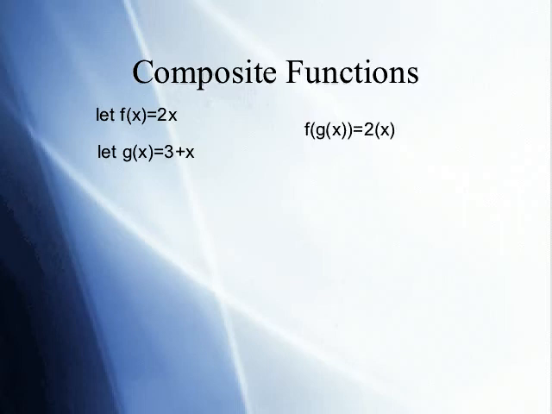We start by taking the outermost function. In this case, f of x is the outer function. And we go ahead and we write 2x. I've put the x in parentheses to indicate that we're going to substitute. Instead of substituting a numeric value, we're going to substitute the entire function g of x.